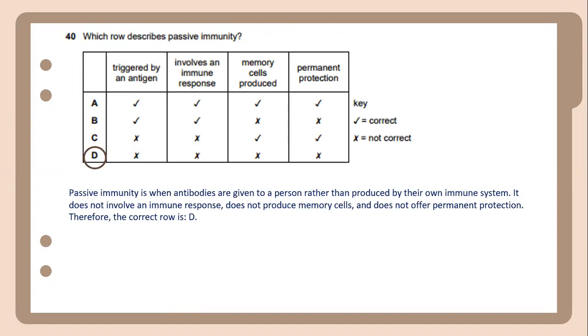Number 14, which statement describes passive immunity? Passive immunity is when antibodies are given to a person rather than produced by their own immune system. It does not involve an immune response, does not produce memory cells, and does not offer permanent protection. Therefore, the correct answer will be D.